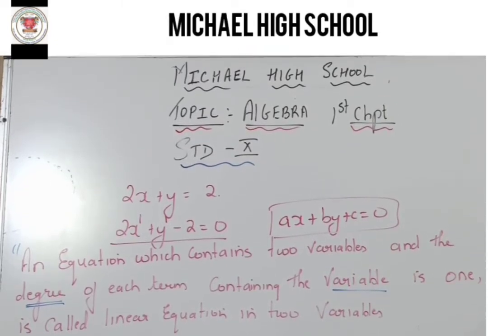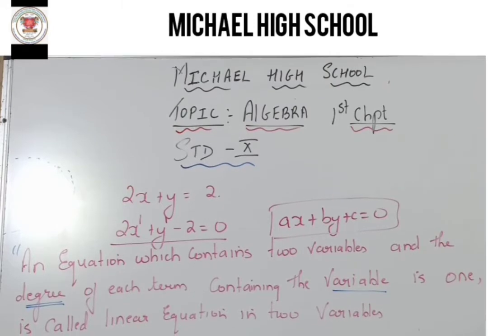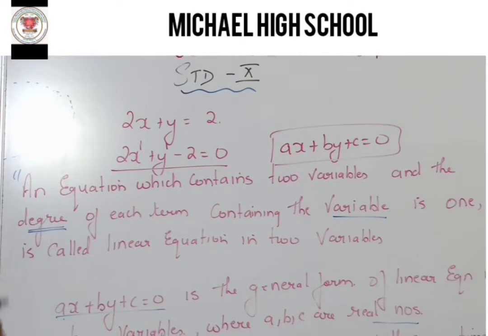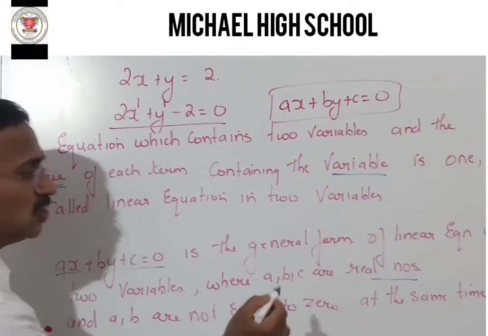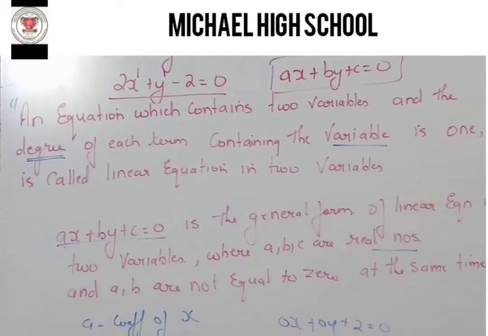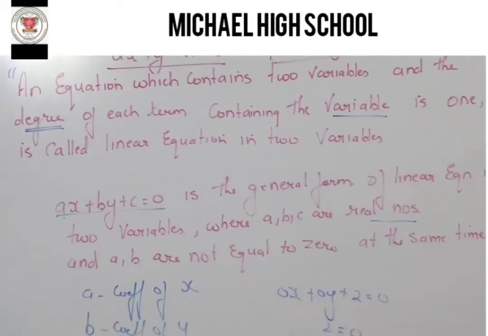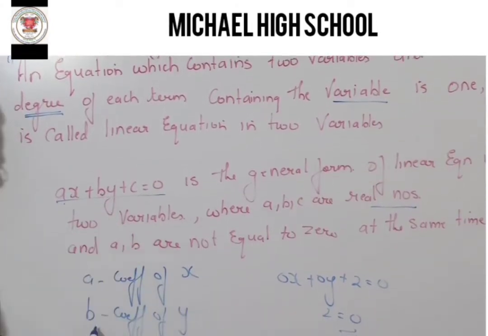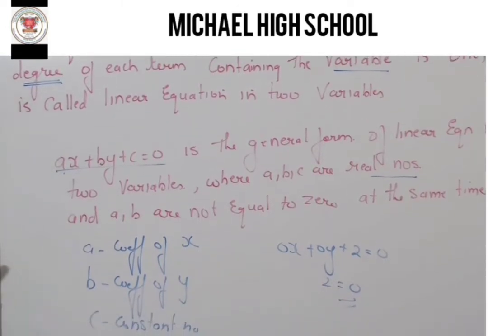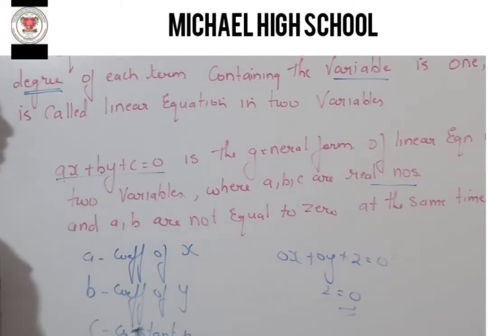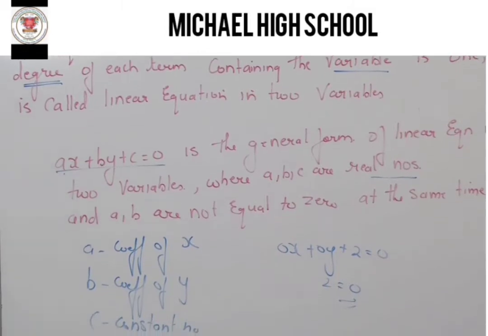As I explained earlier, the general form of a linear equation is ax plus by plus c, where a, b and c are real numbers. Please mind you, a and b should not be equal to 0 at the same time. Please remember, if both become 0, it will not be a linear equation. What is the meaning of a? a is the coefficient of x, b is the coefficient of y, c is a constant number. Mind you, a and b should not be equal to 0 at the same time, because then it does not become a linear equation in two variables.